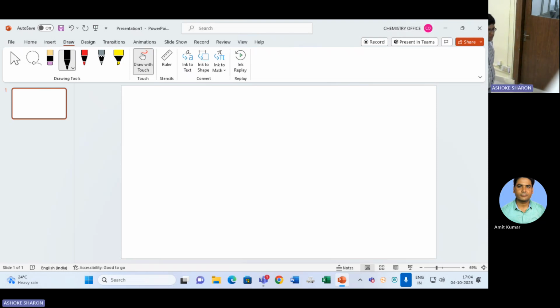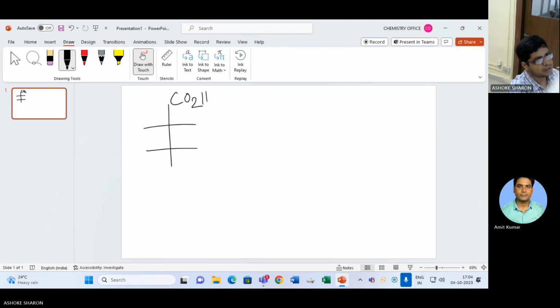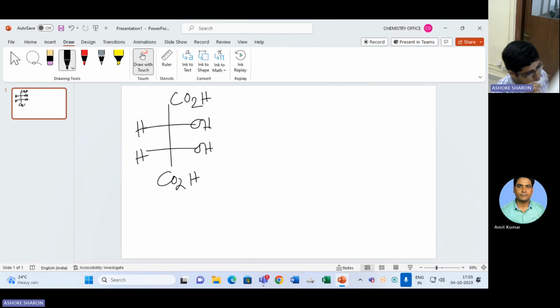Okay, so today I'm going to start where I left in the last class. Last class I have discussed one of the very interesting examples. I have discussed about a molecule, this is the Fisher projection formula of that particular molecule. And I told this molecule is a meso compound. So how can I say this is a meso, this is an enantiomer and this kind of things?